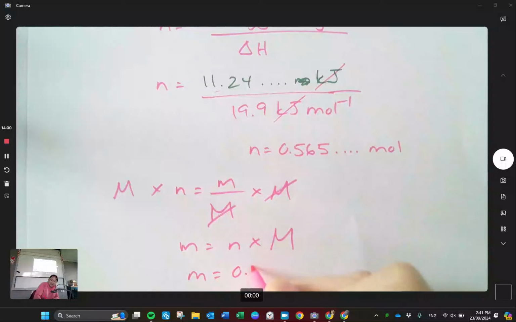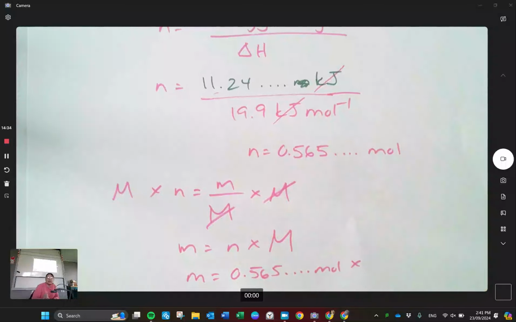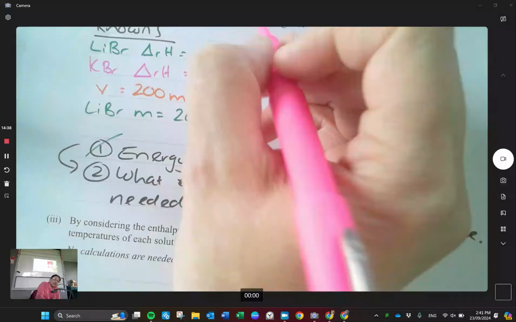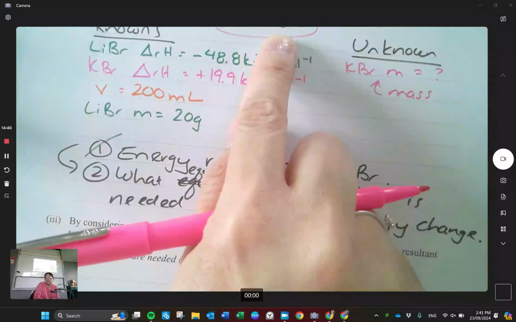So that 0.565 moles times the molecular mass. Again, make sure you're grabbing the right number. So in this case, the number I'm grabbing is this number here, 119. Whoops, 119.